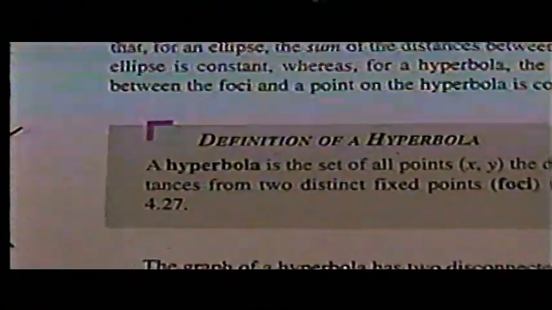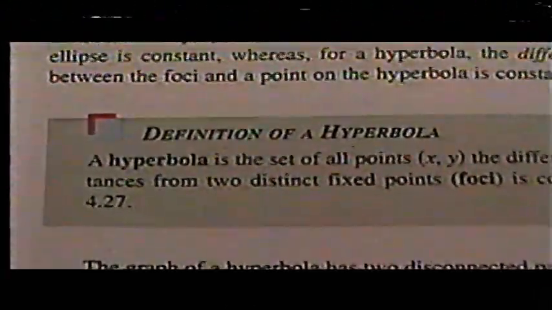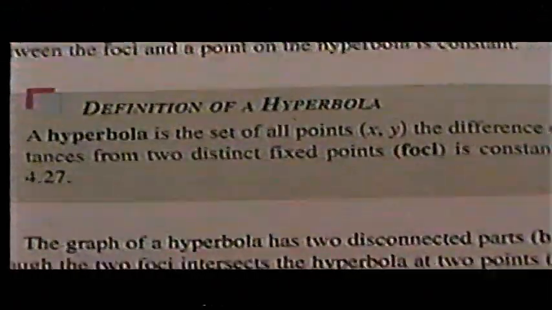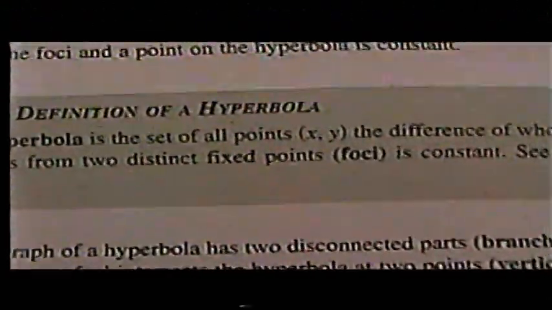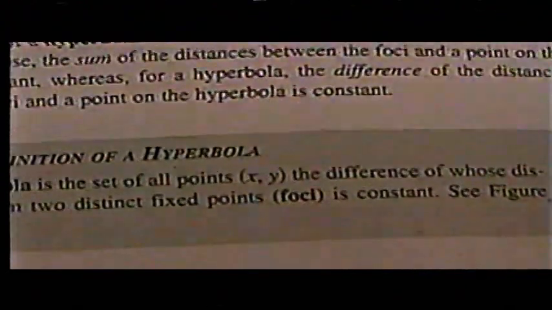The hyperbola. We have the definition of a hyperbola. A hyperbola is the set of all points (x, y), the difference of whose distances from two distinct fixed points, which are called foci, is constant. So this time the difference is constant. The difference between the two distances is constant.